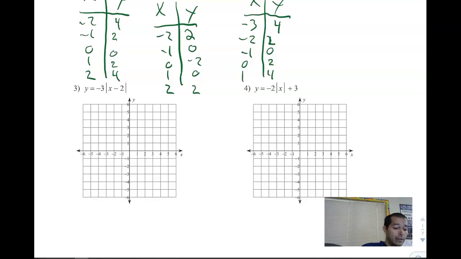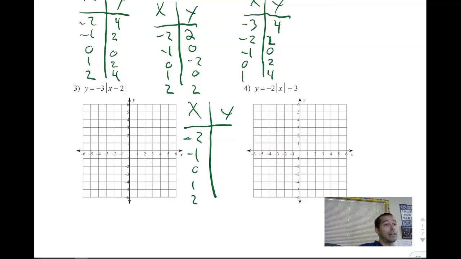So if we do it again, with absolute values, we usually always want to start with negative 2, negative 1, 0, 1, and 2, okay? And how do we get the y values again? Remember, it's always the same thing. We always start with the same XY chart. It's always the absolute value of the x values, okay? All right, so all the y values are on the right.